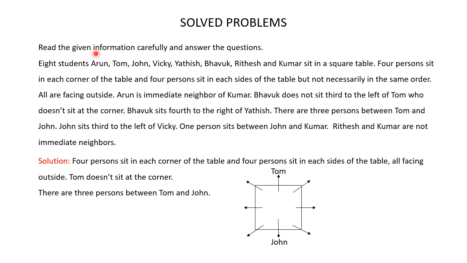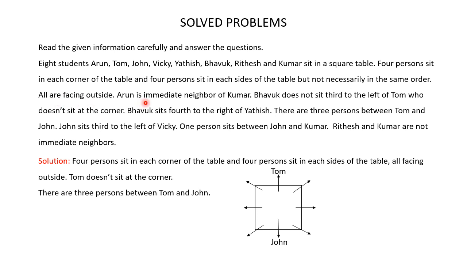Read the given information carefully and answer the questions. 8 students Arun, Tom, John, Vicky, Yatish, Bhavuk, Ritesh and Kumar sit at a square table. 4 persons sit at each corner of the table and 4 persons sit at each side of the table, but not necessarily in the same order. All are facing outside.